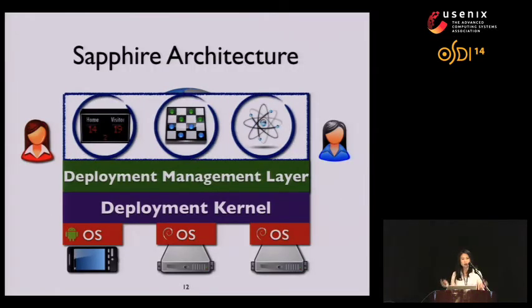Sapphire objects encapsulate other application objects. So, for example, if you have this game board object and it contains game pieces, the game board Sapphire object is going to encapsulate the game pieces for purposes of distribution. So if the game board moves, the game pieces move too.